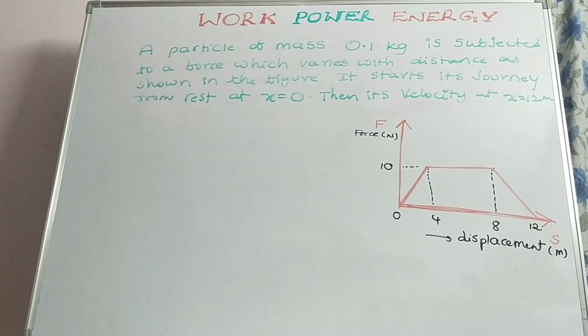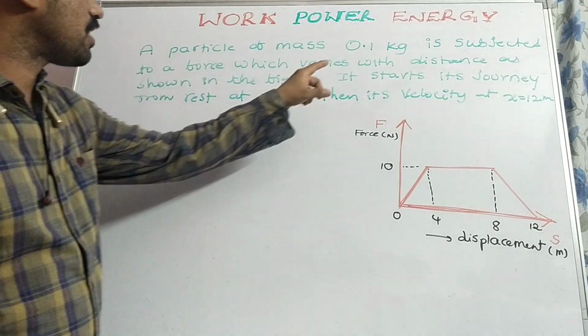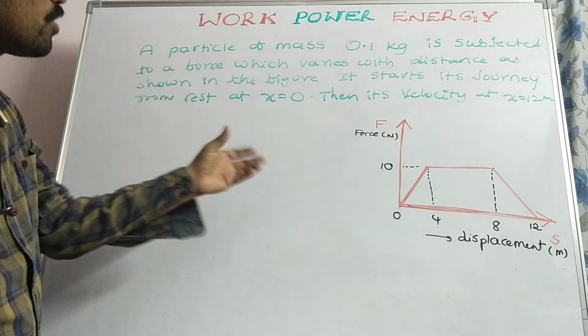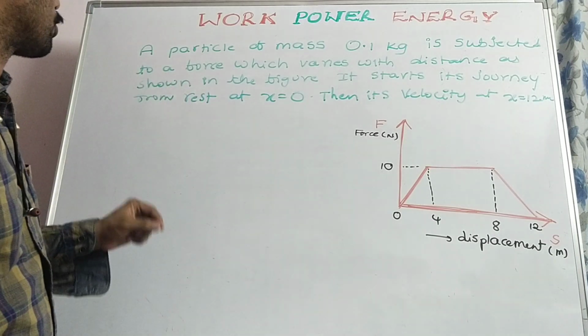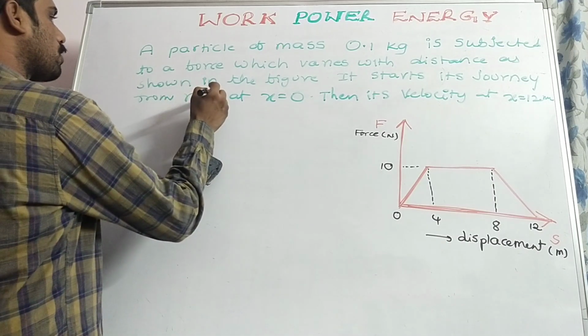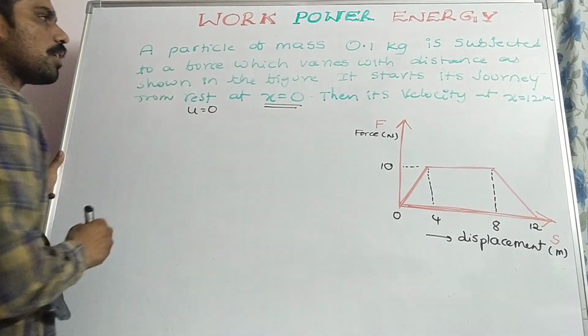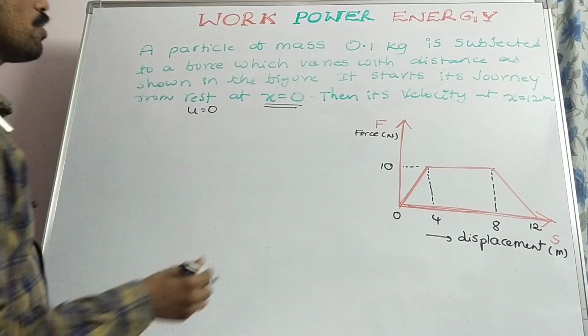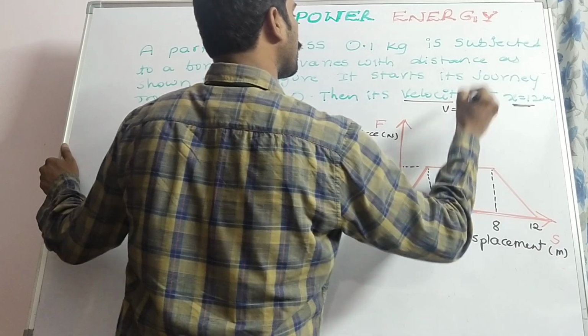Now here the first problem is given: a particle of mass 0.1 kg is subjected to a force which varies with distance as shown in the figure. It starts its journey from rest, that is, initial velocity u is equal to 0. We have to find the velocity at x is equal to 12 meters, so that final velocity we have to find.